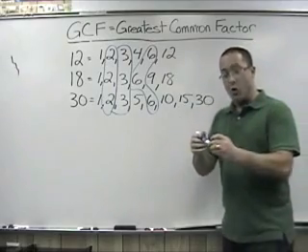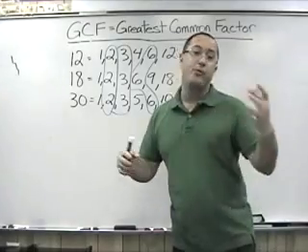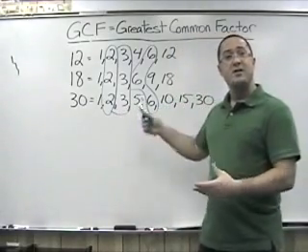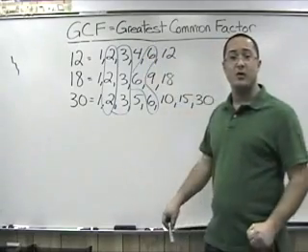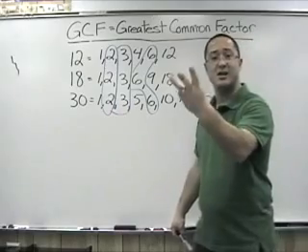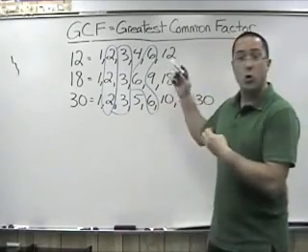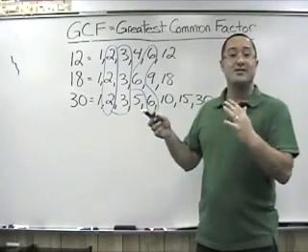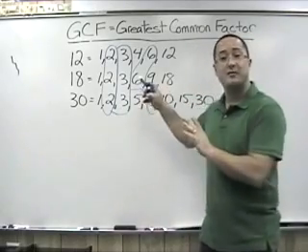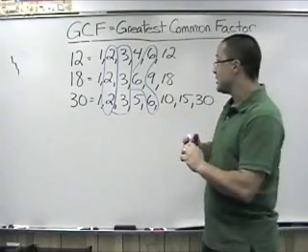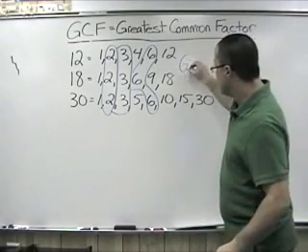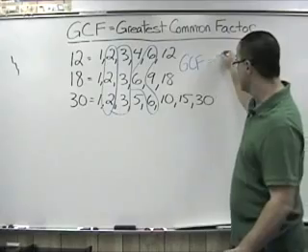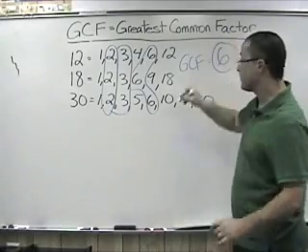No. So, because I'm not counting 1, what are the common factors that 12, 18, and 30 have? Well, they have 2, they have 3, and they have 6. And what are we looking for? The greatest common factor or the least common factor? We're looking for the greatest common factor. What's the biggest of these three numbers? 6. So the greatest common factor, the GCF of 12, 18, and 30 is 6.